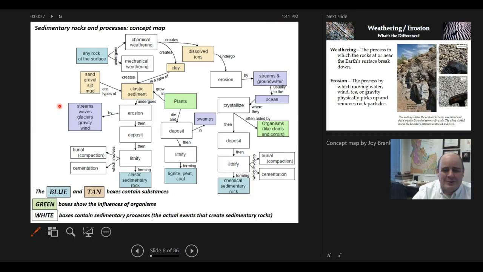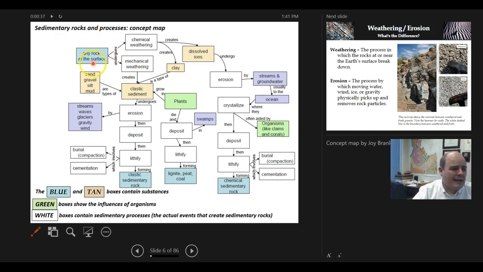flow diagrams or concept maps. I love these things because they help us to understand and summarize how things work. This one's kind of detailed, and I'm going to be referring back to it throughout these lectures. And so this is a good summary slide for you to go back and to study from to be able to understand how these rocks work. So let's start at the beginning here.